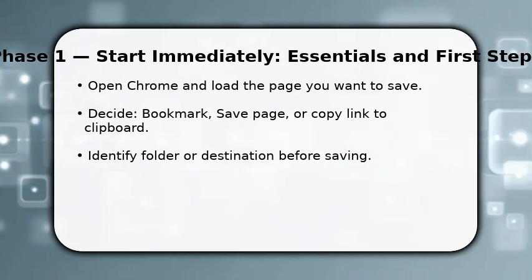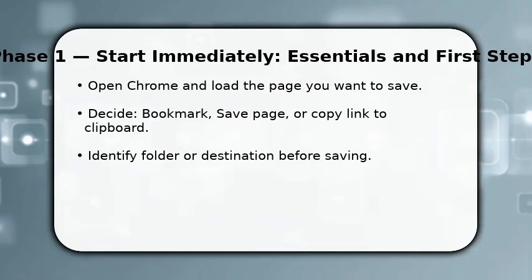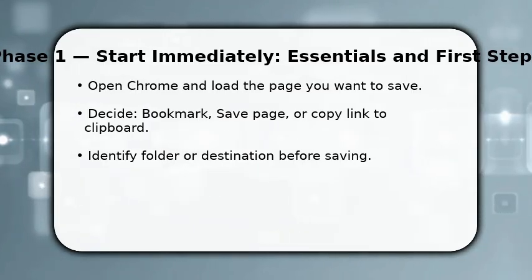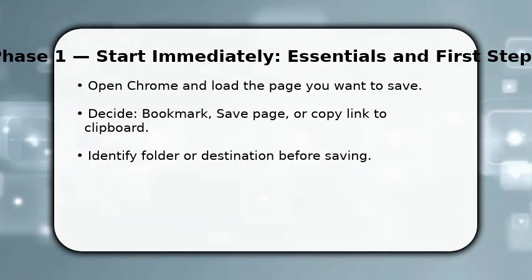You already have Chrome open and the page loaded. Start by choosing how you'll save the link. Click the address bar to confirm the URL, then decide. Bookmark for quick access, save page for offline, or copy link to share.